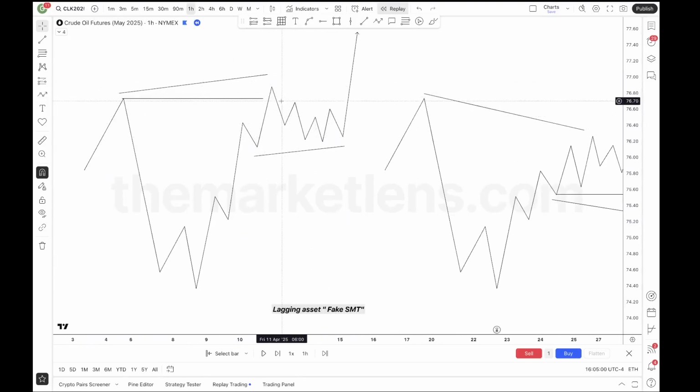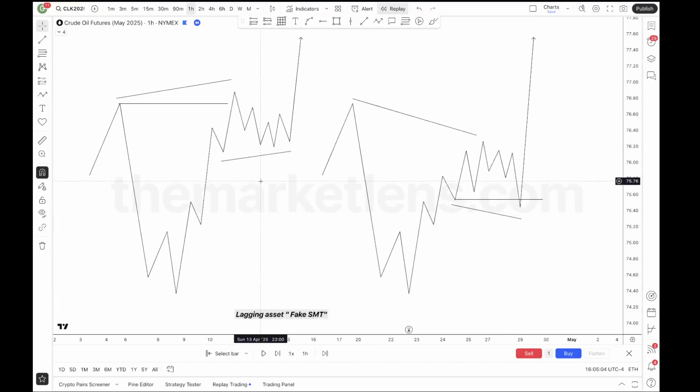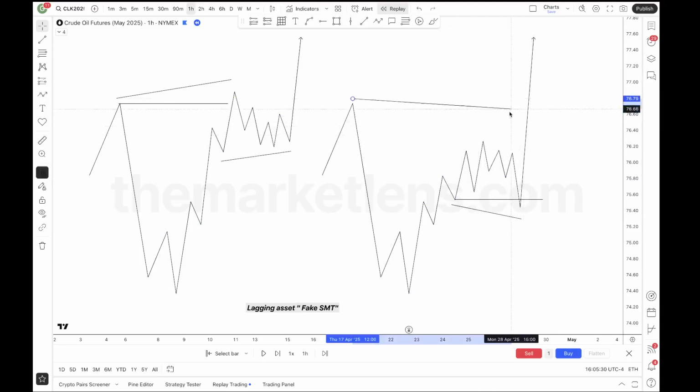But when we don't get that, when the stronger asset more so consolidates, this generally just means that this asset is going to continue. Both assets will reach into this high. This asset is just lagging, right? So lagging or fake SMT. And generally, how do we know it's lagging? It's probably going to create a lower low here, and this is what is going to hold and expand price. This is what will send price higher to break this SMT in a sense, if that makes sense.